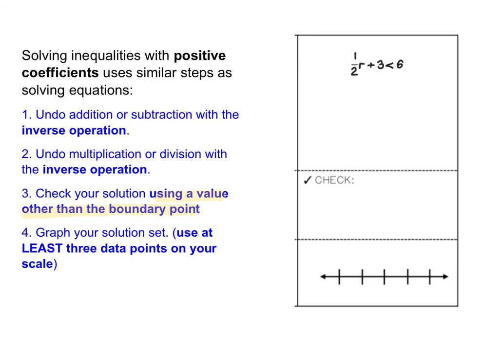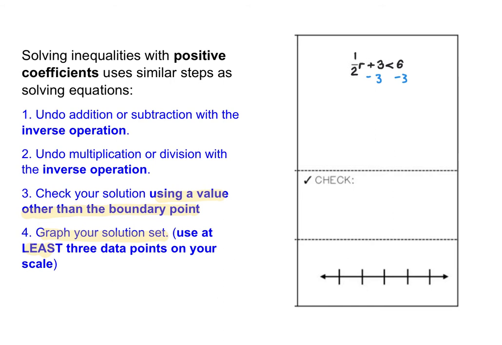And lastly, we will be graphing our solution set. And with all of those graphs, we want to use at least 3 data points on our scale. Once again, I'll show you what all that means. All right, let's get started with simplifying that constant. Let's undo this addition. So we're going to subtract 3 from each side.